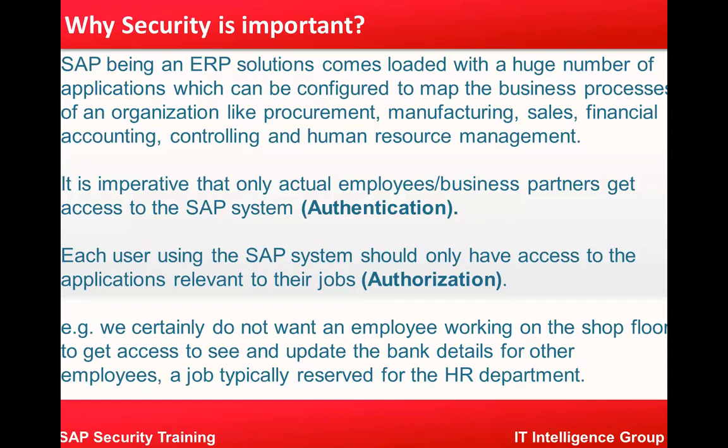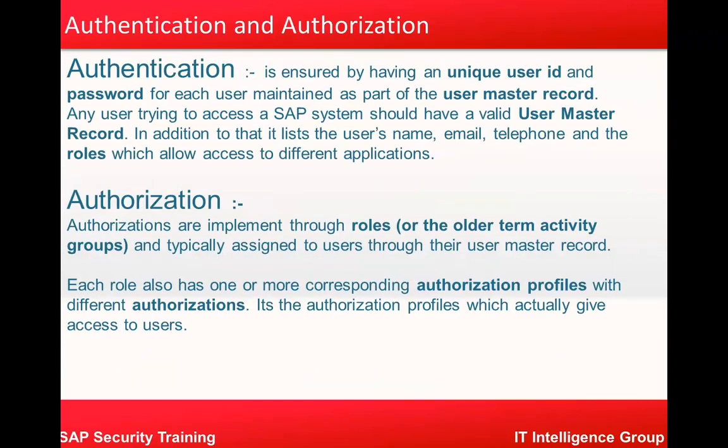For example, we certainly do not want an employee working on the shop floor to get access to see and update bank details for other employees. That is basically segregation of duties, which is what security means. Whatever the employee is supposed to do, we give access only for those particular roles or privileges. So in a nutshell, security is to give access only for the purpose it is required and not give any extra access.